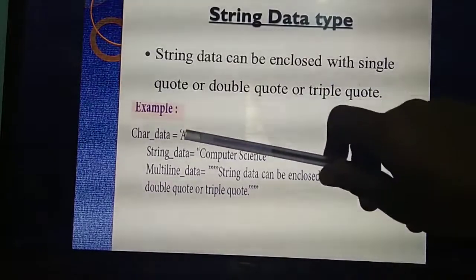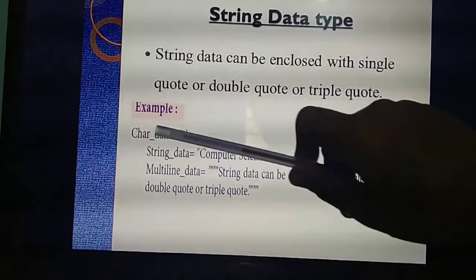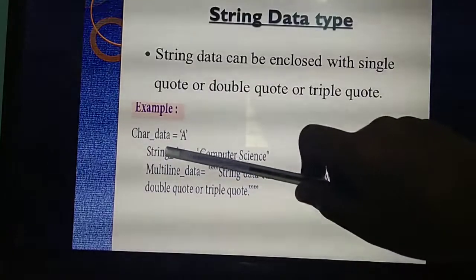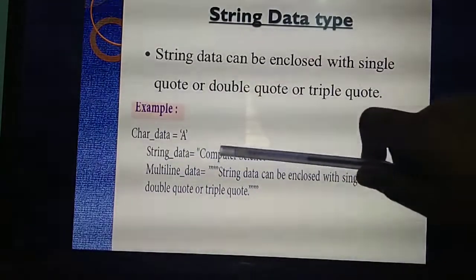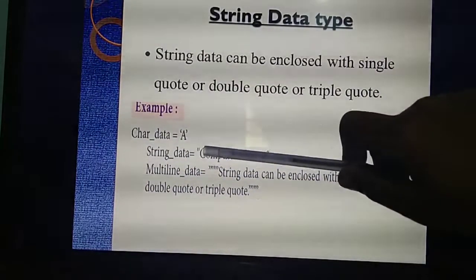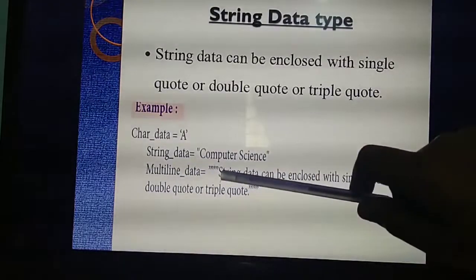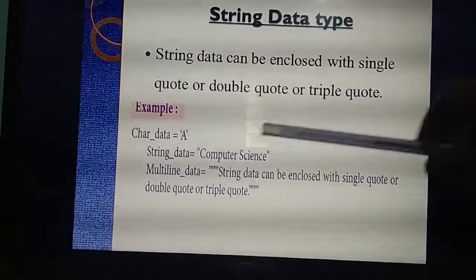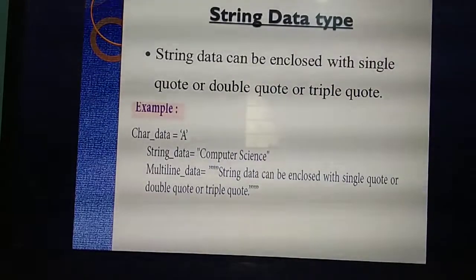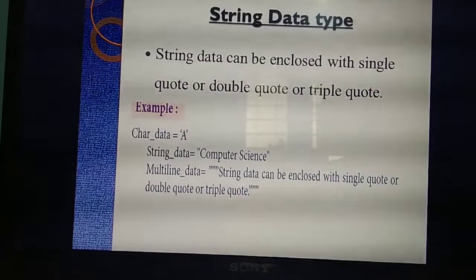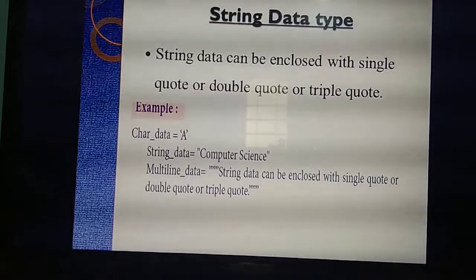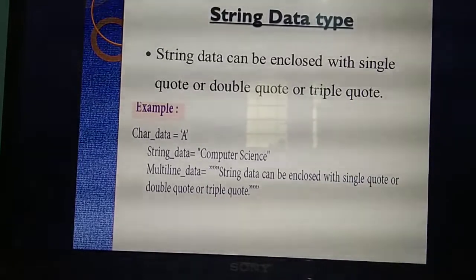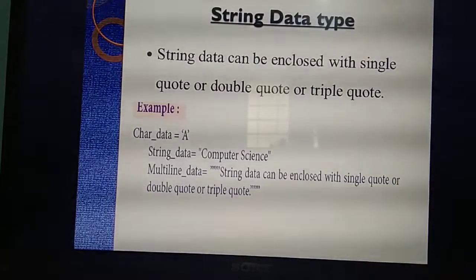Understand? So listen. They have given an example. Character data, single quote. String data, that means 2 words, double quotes. Multi-line data. What do you mean by multi-line? One big sentence, so triple quotes. See? I have given triple quotes. Understand the use of single quote, double quote and triple quote. So with this, the chapter is getting over.